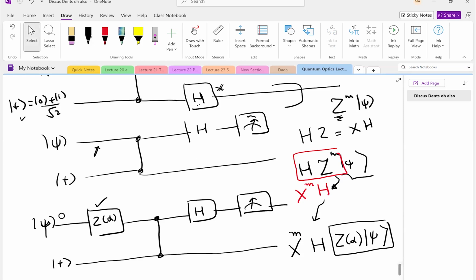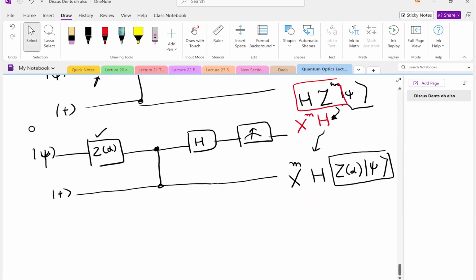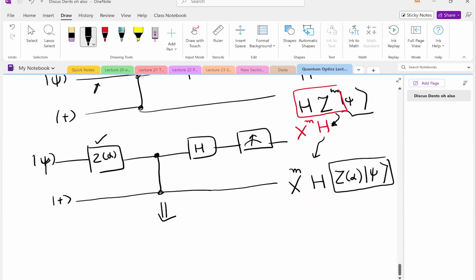So in the last stage, I know that this is an operator that acts in the computational basis and it commutes with the Z operator. So I can take this operation and move it forward.